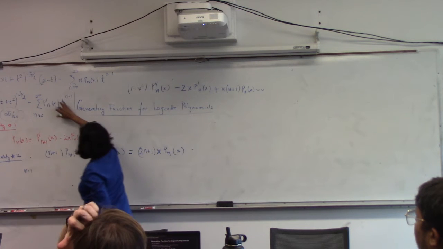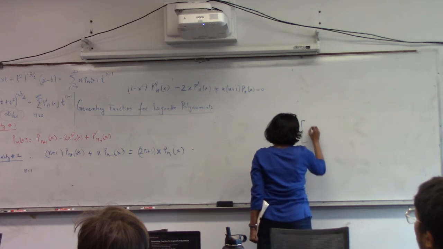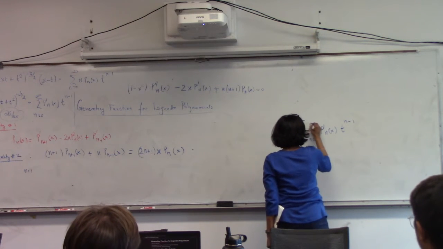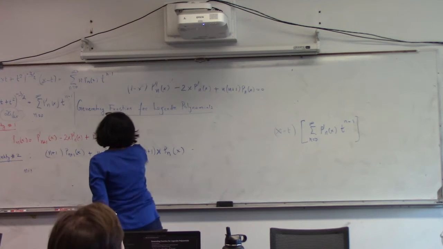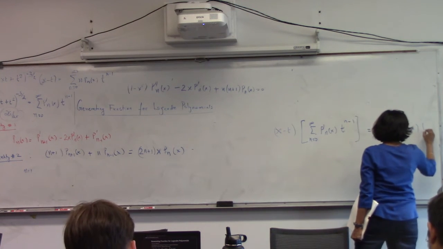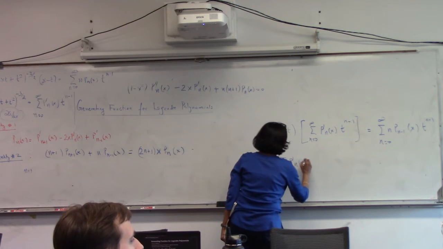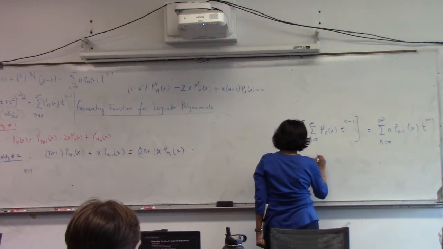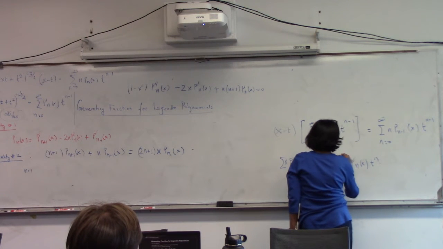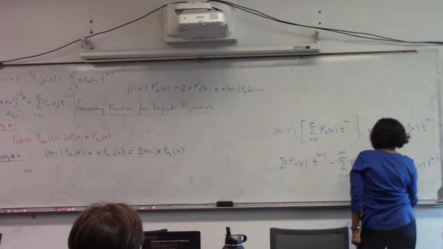So if I substitute this there, I can generate another identity, which is (x minus t) times the summation of P prime n(x) t to the power of n, n going from 0 to infinity, is equal to that. So I can write this as the summation of P prime n(x), x times that, t to the power of n, minus the summation of P prime n(x) t to the power of n plus 1, equal to the summation of n P sub n minus 1(x) t to the power of n minus 1, n going from 0 to infinity.